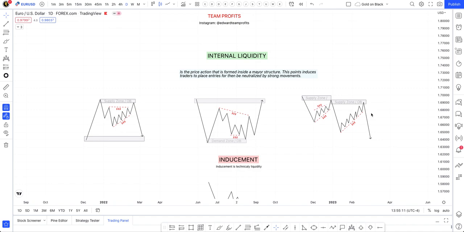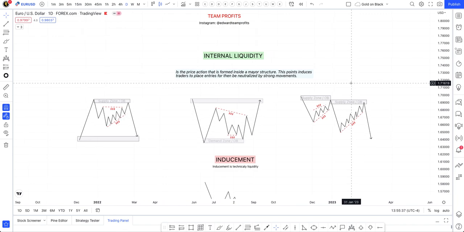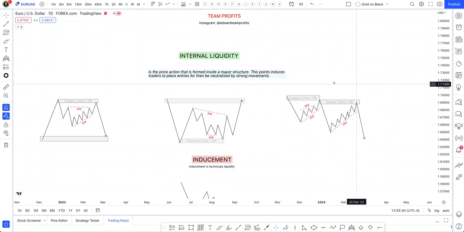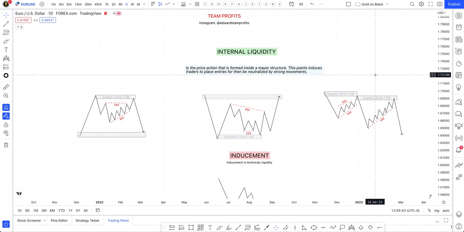Today I wanted to show you an easy way to spot what is called inducement or liquidity. It's technically the same, but they have a few things that can be a little different, and I will explain exactly what it is and how to spot it easily, and this will definitely help you spot order blocks. Now, first, right here, what you can see on these drawings.